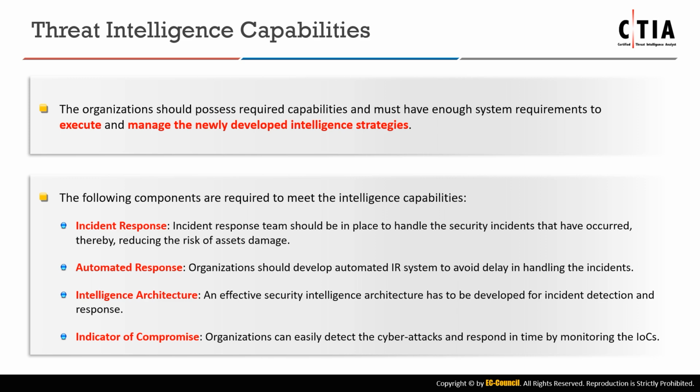Next is an automated response. Develop an automated incident response system to avoid delay in handling an incident. So if you can categorize the incidents enough for your system to automatically respond, the more automated response, the better, because it's immediate. Also, you need to have an intelligence architecture that's been developed for incident detection and response. You're not going to have an automated response without an intelligent architecture, right? So we need to have both of those.